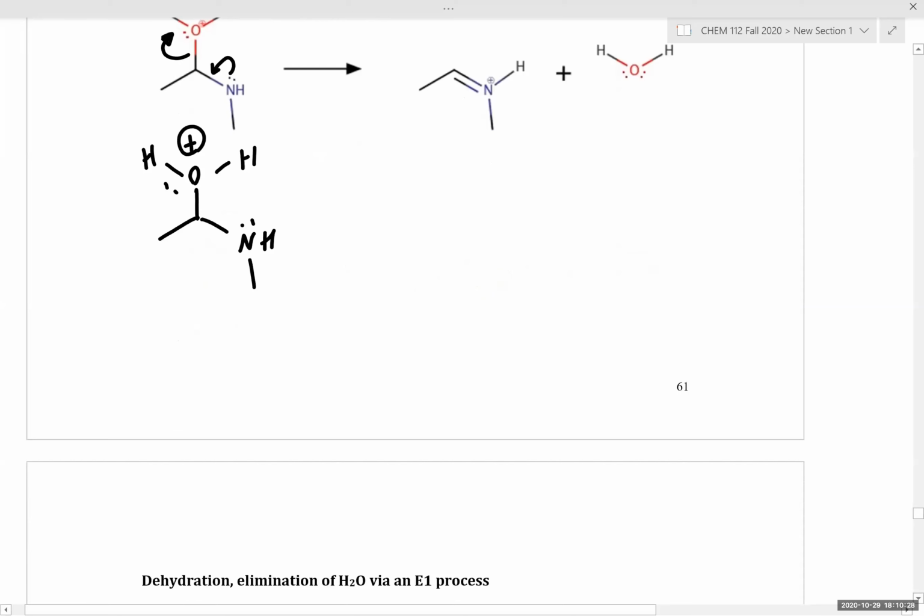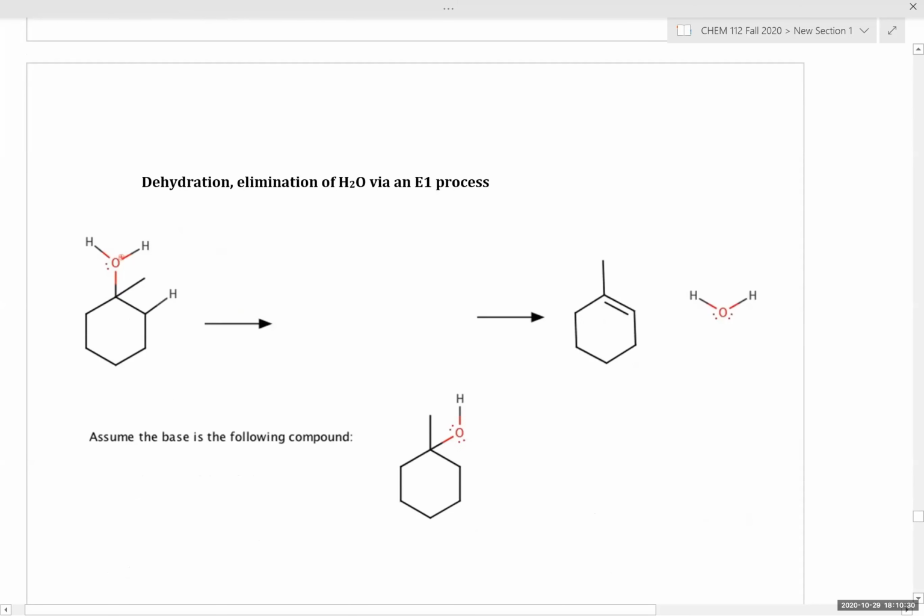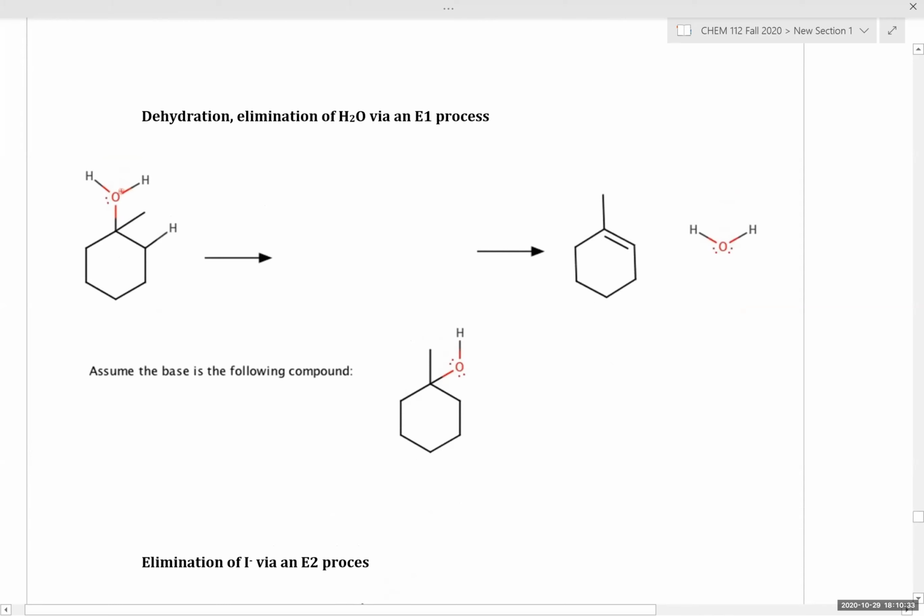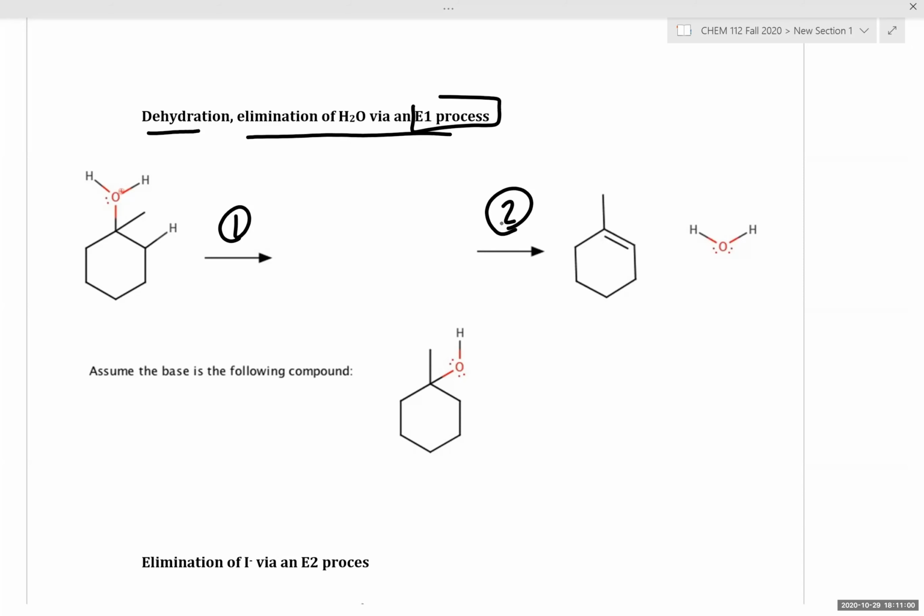Okay, so let's continue to practice. Let's continue to practice drawing out some elimination, addition, and substitution reactions. So let's look at the following reaction where we're dealing with dehydration and elimination of water via an E1 process. And remember, the E1 process can be broken into 2 steps. Would someone like to try drawing the first or second step for this reaction?